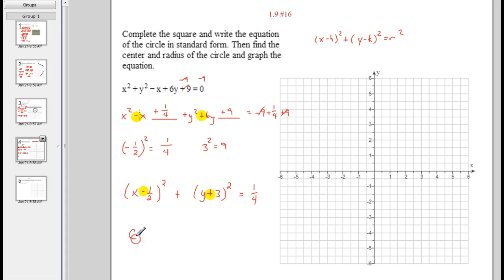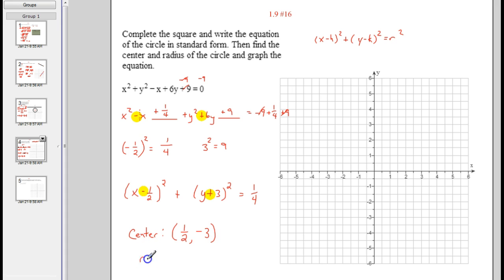Alright, so our center: this is the h, x minus something squared. That something is the x coordinate of the center, so the center is 1/2. Then y plus 3. The y coordinate of the center is minus k, the opposite of this number, so the opposite of 3 is -3.